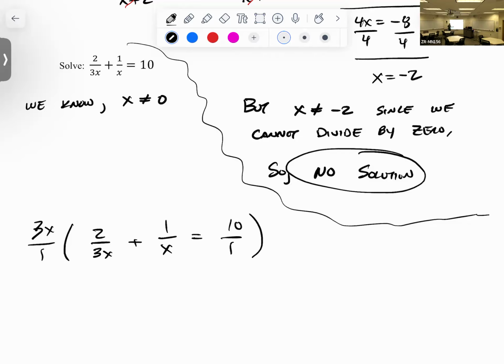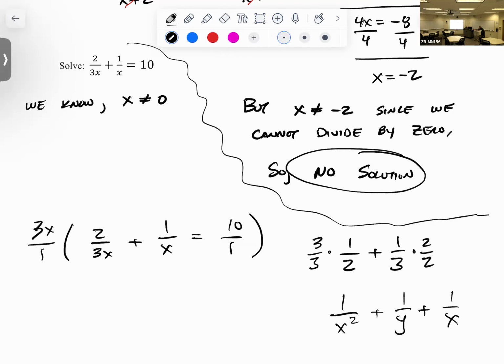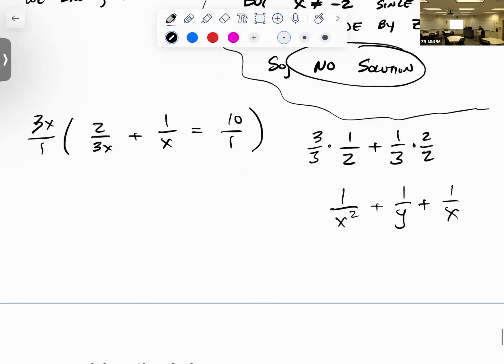So start with the numbers: 3, 1, and 1. So it's the highest number. Well, not always, 6 and 8, right? Back to our arithmetic, always think back to the simple thing, 1/2 plus 1/3. This one needs to be multiplied by 3 over 3, this one by 2 over 2. So I'm just doing the numbers. And then it works the same with variables: x squared plus 1 over y plus 1 over x. This guy is just x times x.